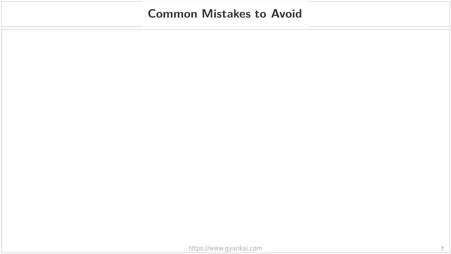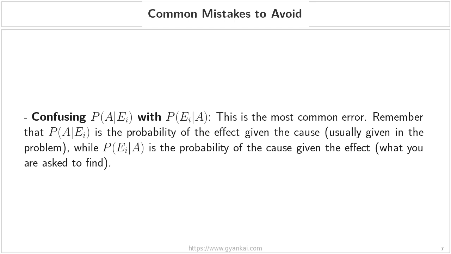Common mistakes to avoid. First, the most frequent mistake I see is confusing the probability of A given E sub i with the probability of E sub i given A. It sounds subtle, but it is a massive difference.